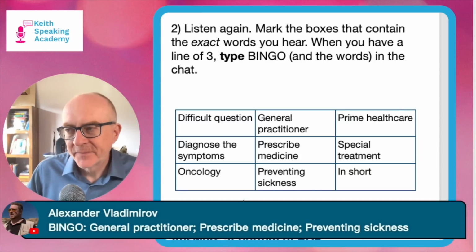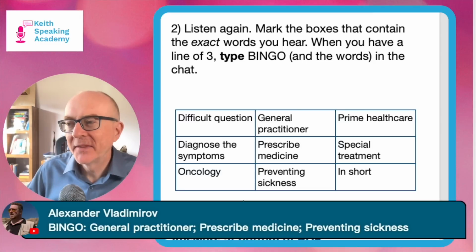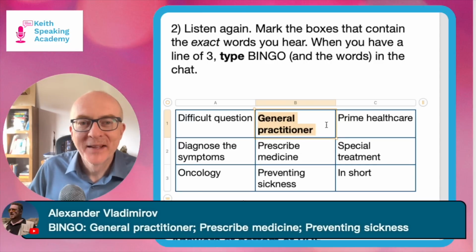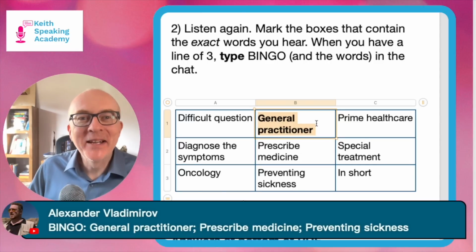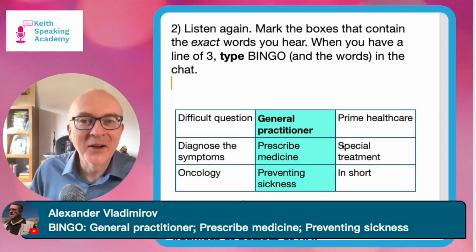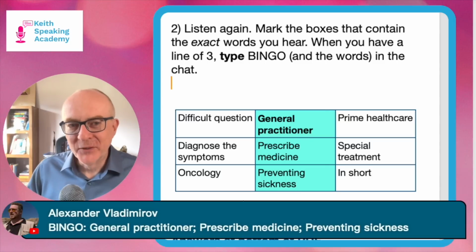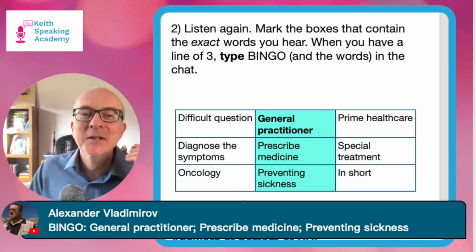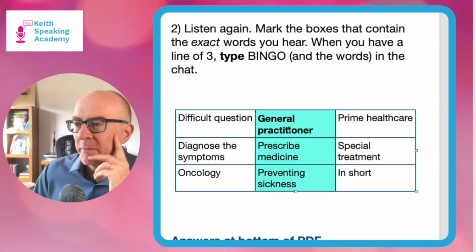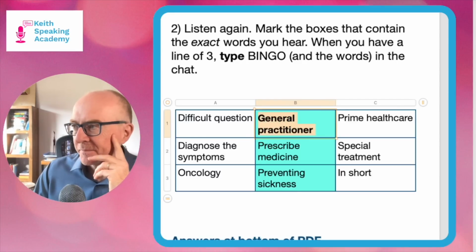I realized after doing this that it wasn't a very good exercise because as soon as you know that this one is true, the only possible answer then is for all of these to be true, right? It has to be. That has to be the answer because it's bingo. You can't go any other way. So I have to construct my bingos in a better way. But that was it. Excellent. General practitioner, prescribed medicine, preventing sickness.